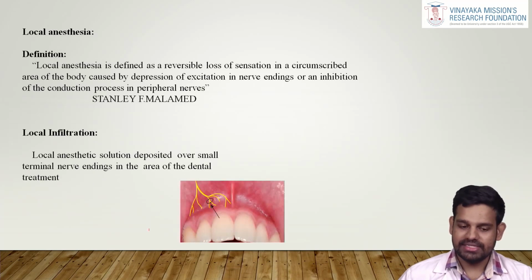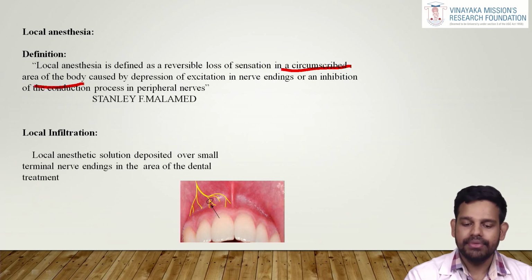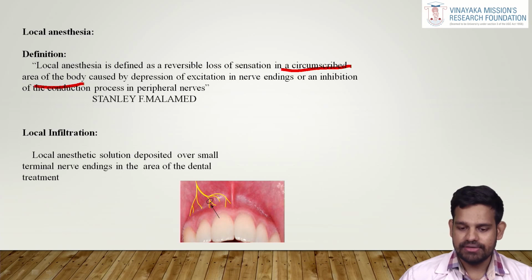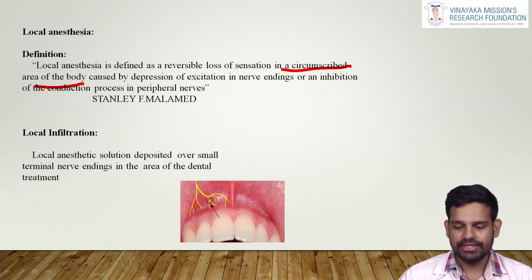So moving on to local anesthesia. What is local anesthesia? It was defined by Stanley F. Malamed. Local anesthesia is defined as a reversible loss of sensation in a circumscribed area of the body caused by depression of excitation in the nerve endings or inhibition of the conduction process in peripheral nerves. So, local anesthesia is a loss of sensation in a circumscribed area of the body which is caused by the depression of excitation in the nerve endings or an inhibition of the conduction of the peripheral nerves.